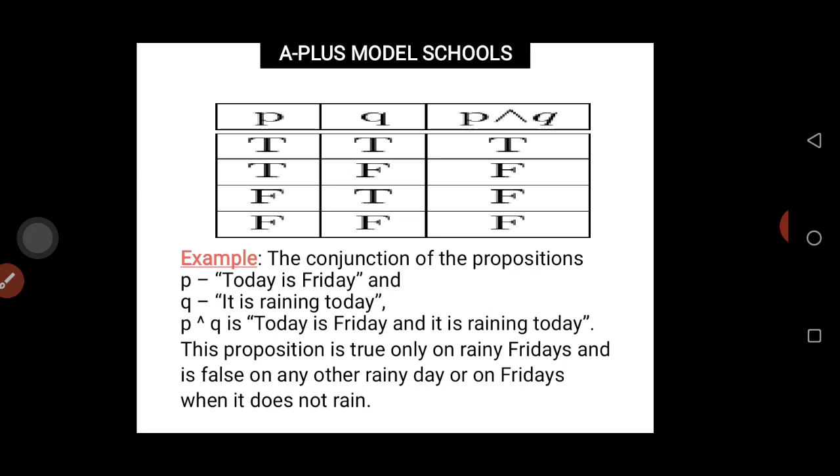P and Q is: today is Friday and it is raining today, which means both P and Q must be true. So for P and Q to be true, today must be Friday and it must be raining today. The proposition is true only on raining Fridays and is false on any other raining day or on Fridays when it does not rain. So it means if it rains and it's not on Friday, then it is false.